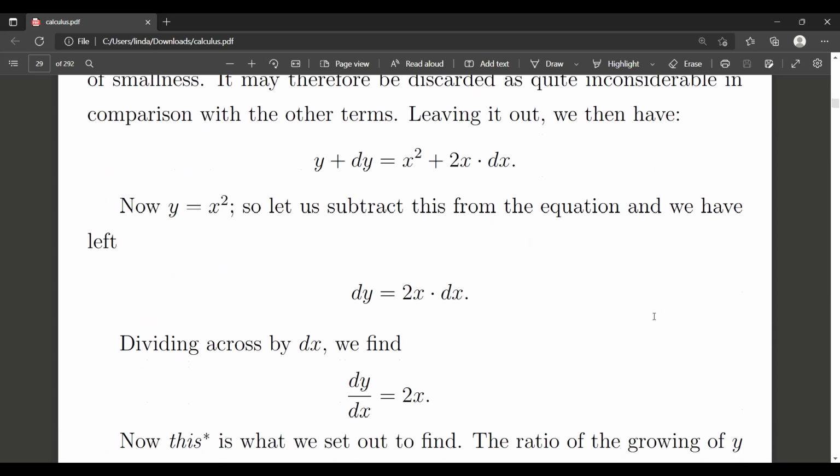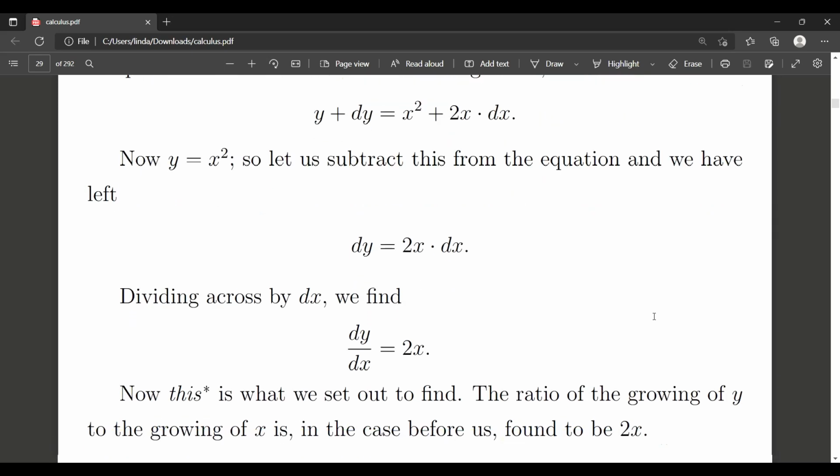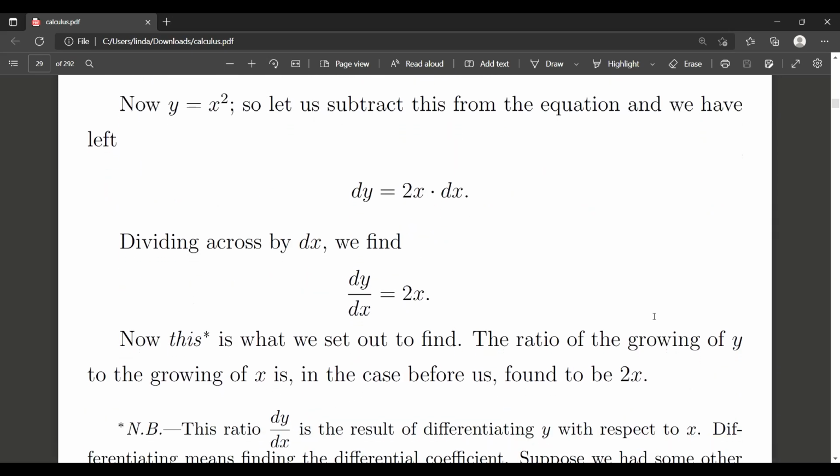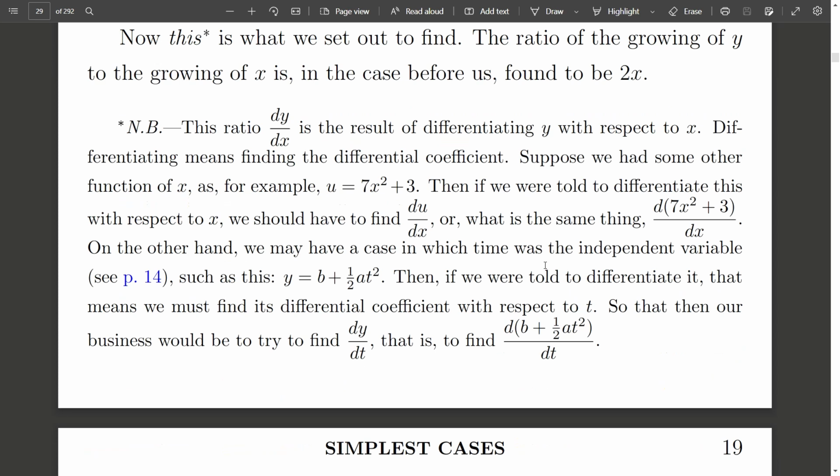Now y is equal to x squared, so let us subtract this from the equation, and we have left dy is equal to 2x times dx. Dividing across by dx, we find dy by dx is equal to 2x. Now this is what we set out to find. The ratio of the growing of y to the growing of x is, in this case before us, found to be 2x. Note, this ratio dy by dx is the result of differentiating y with respect to x. Differentiating means finding the differential coefficient.